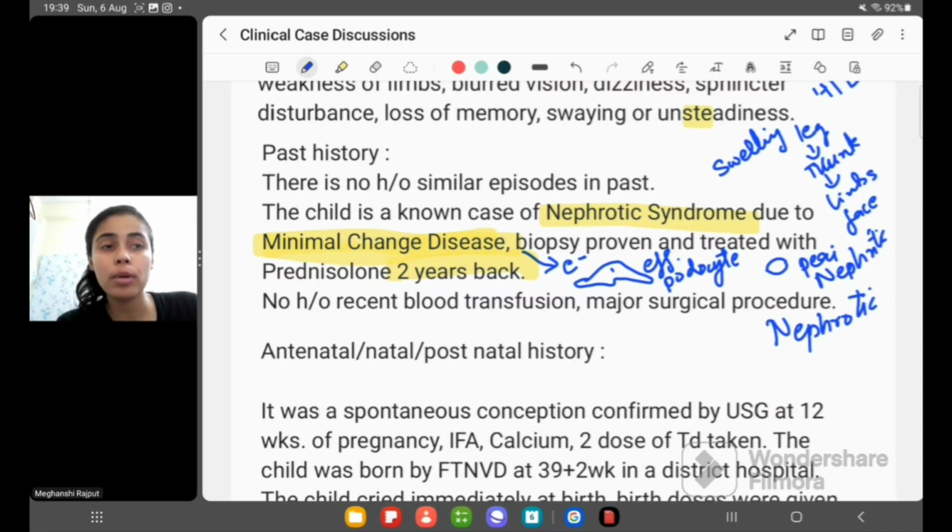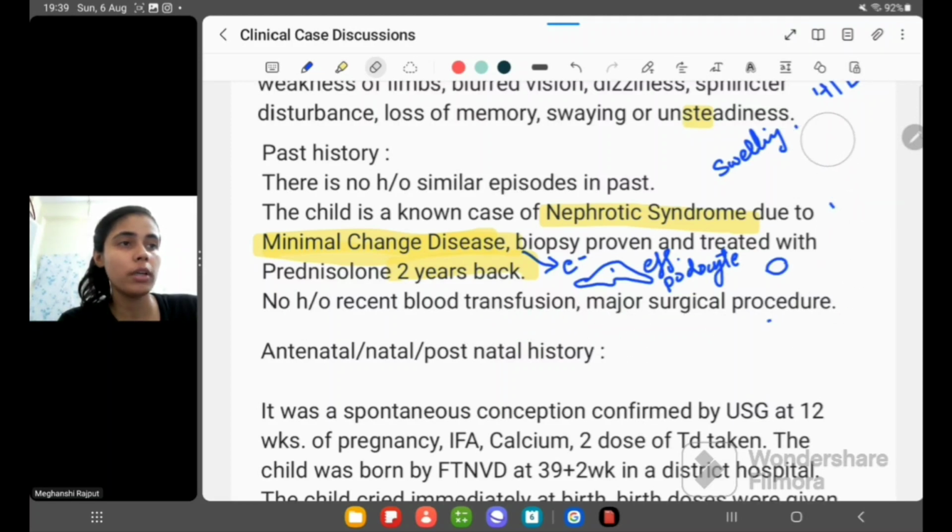If it is an immunocompromised state or HIV children, then we know it would be FSGS, focal segmental glomerulosclerosis. More commonly, the cause would be different. Then what would be the treatment for it?